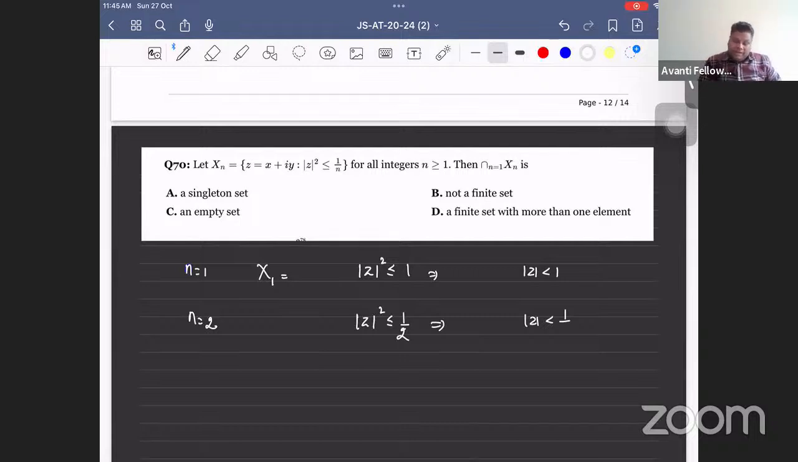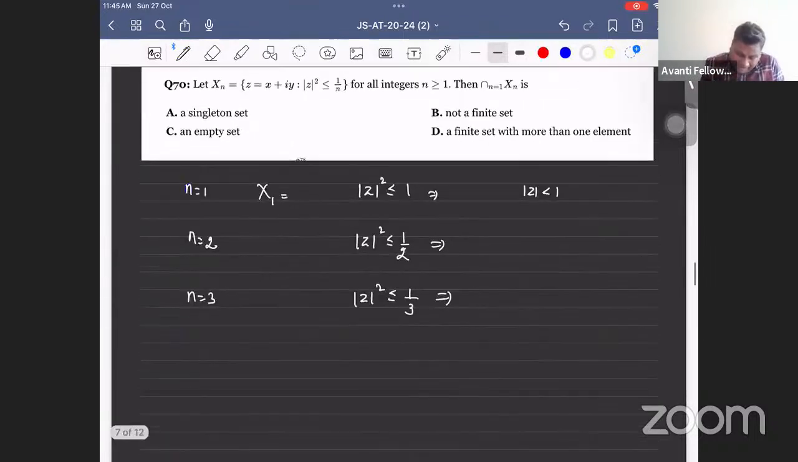So |z|² ≤ 1/2. This is a circle with center (0, 0) and radius 1/2. Similarly, if n is 3, then |z|² ≤ 1/3, so it is a circle with center (0, 0) and radius 1/3. So this is how it is going.